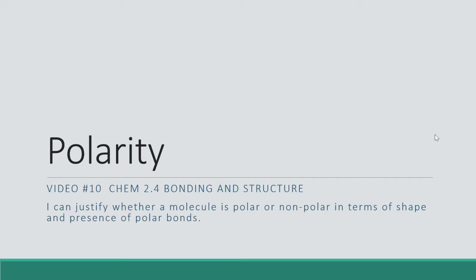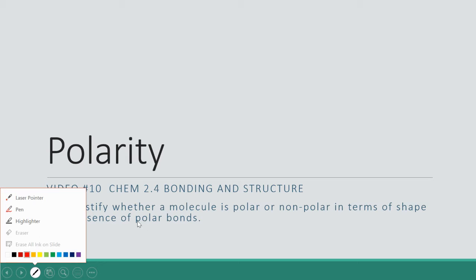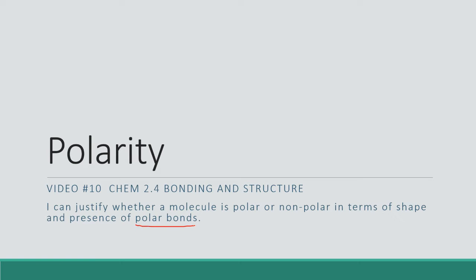Goodson here. This video is for Chemistry 2.4 Bonding and Structure, and it's all about justifying whether a molecule is polar or non-polar in terms of its shape and the presence of polar bonds. So I'm going to break this down into two videos. The first video is going to be about how to identify whether a molecule has polar bonds, and the second part is going to be all about whether a molecule is polar or non-polar.